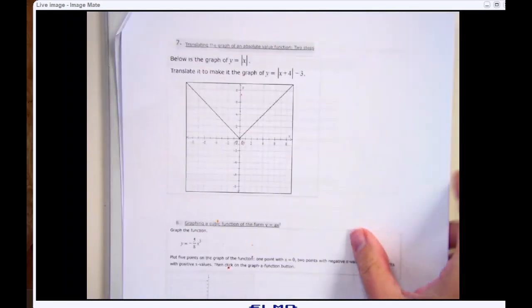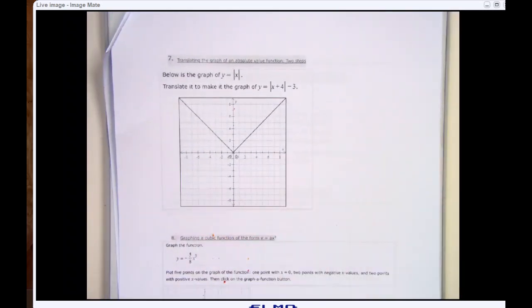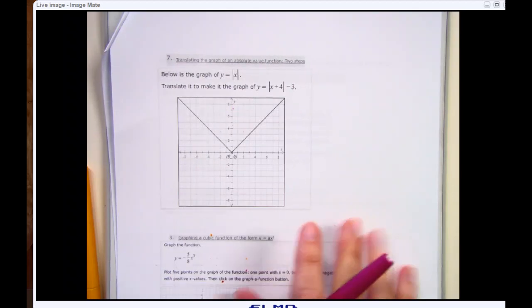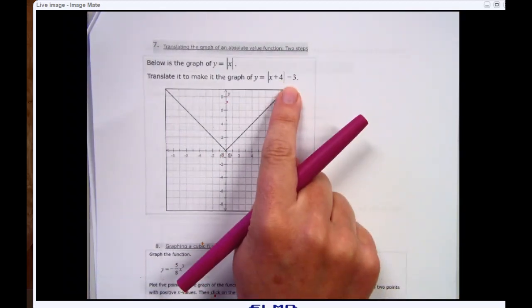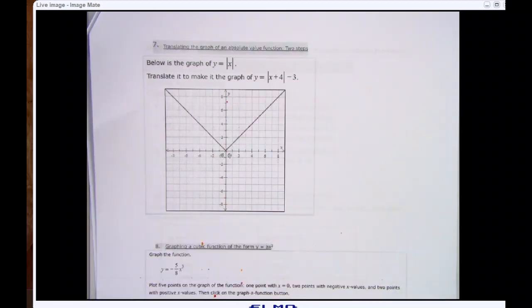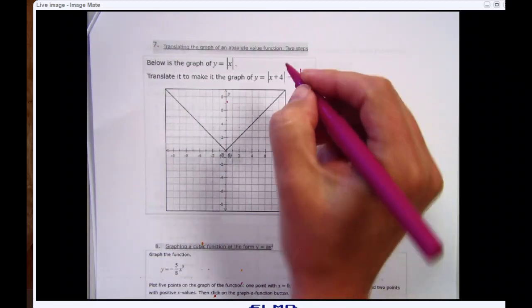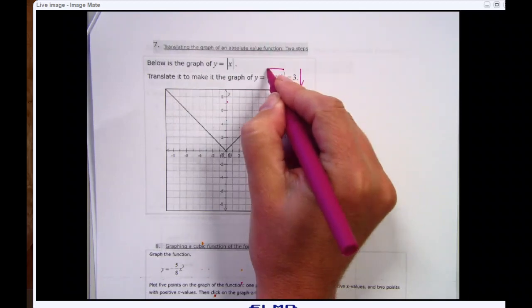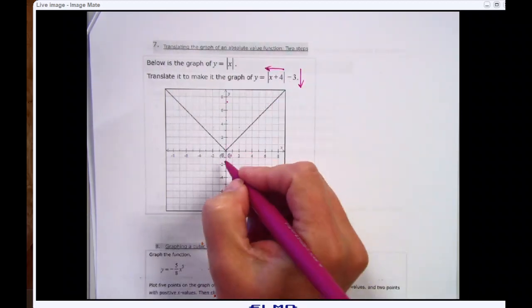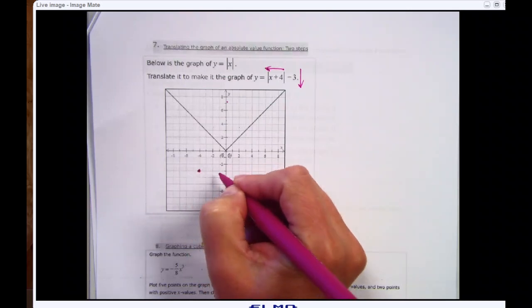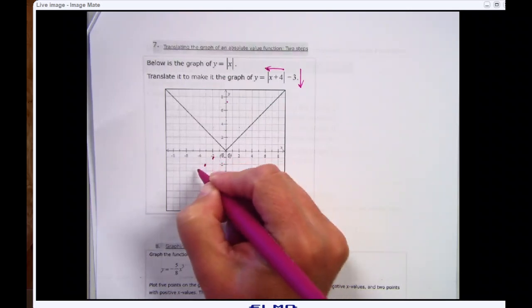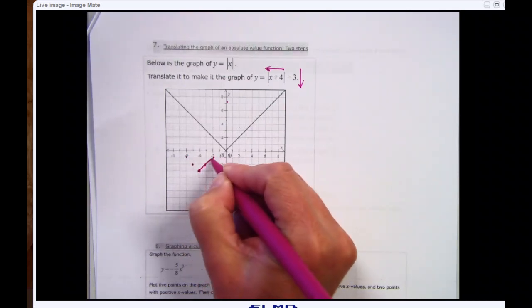All right. Hopefully this one is friendly-ish. Here's our absolute value function. What's going to happen to it? You're just going to drag it where? Down 3 and left 4. So down 3, left 4. There it is.